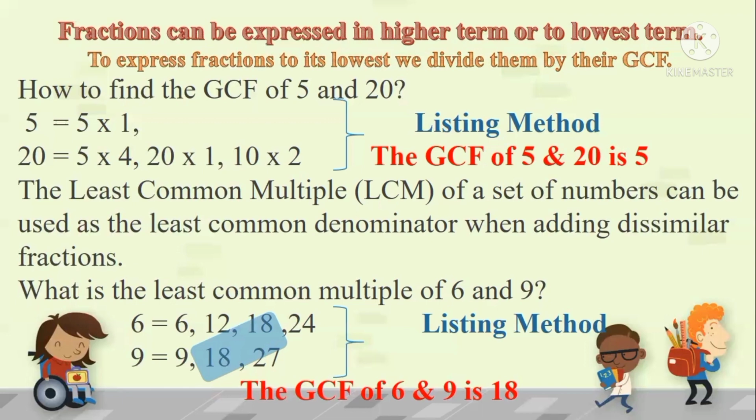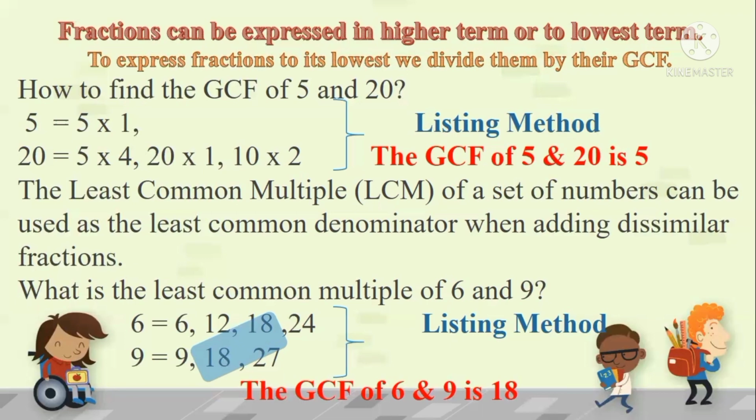Okay, take note, adding dissimilar fractions, you need to have your least common denominator because, again, children, you cannot add or subtract dissimilar fractions. You need to change the dissimilar fractions to similar fractions first. Okay? You will learn that onwards. Now, what is the least common multiple of 6 and 9?